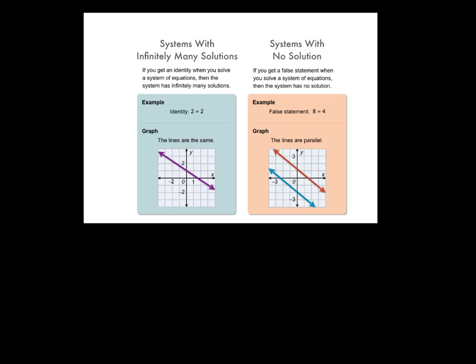Infinitely many is going to be an identity where 2 equals 2. So this one is going to be a true statement. Infinitely many is going to be a true statement. Now, on the no solution, that's going to be a false statement. 8 equals 4. 7 equals negative 7. So a no solution is going to give us a false answer. Let's try 2 of them in substitution.